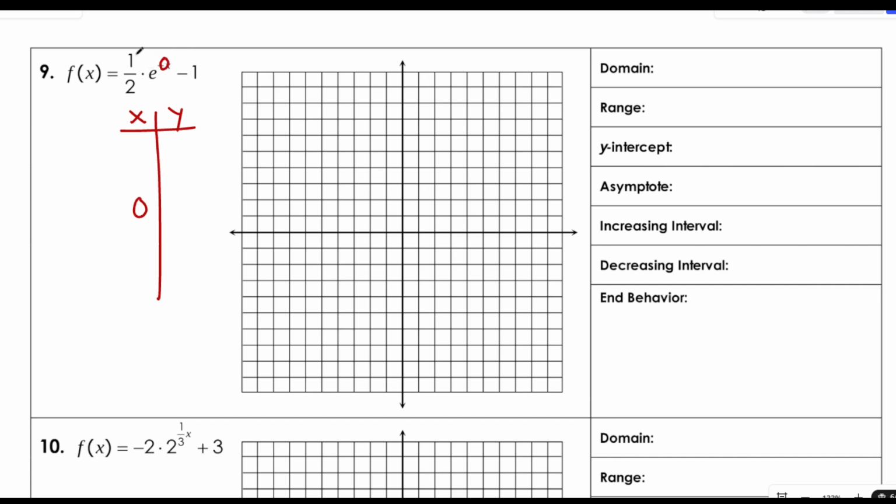e to the 0 is 1. 1/2 times 1 is 1/2. 1/2 minus 1, negative 1/2.